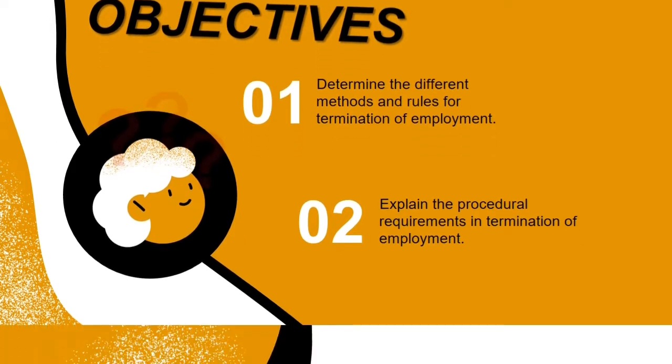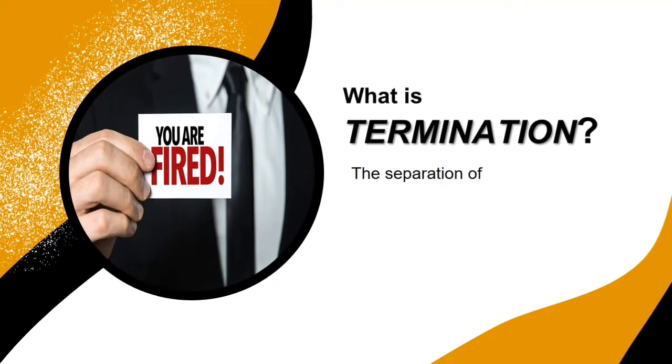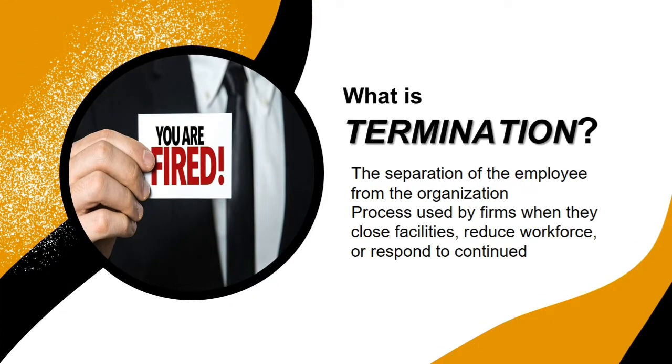Now let's define first what is termination. Termination is defined as the separation of the employee from the organization, or it is the process used by firms when they close facilities, when they reduce workforce, or when they respond to continued poor performance of employees or the entire organization. My question, class, now is when do we need to fire an employee?